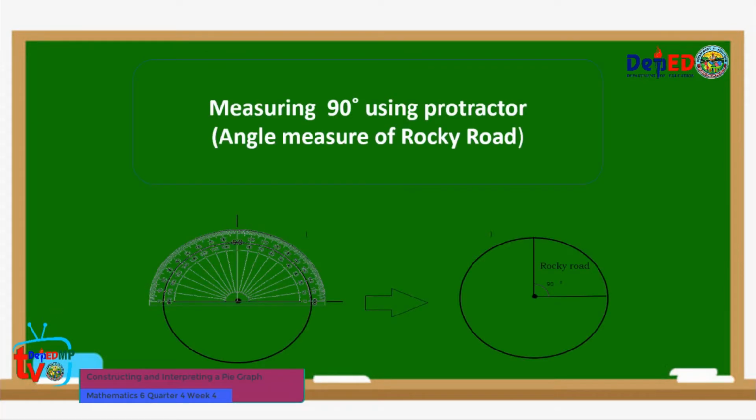Measuring 90 degrees using protractor. Angle measure of Rocky Road. So we have here the protractor. Okay, so we have here the 0. Mark a line outside it. Align it to the 0. Then 10, 20, 30, 40, 50, 60, 70, 80, 90 degrees. Then mark a line outside the circle. Then this is the output. Label it Rocky Road 90 degrees.